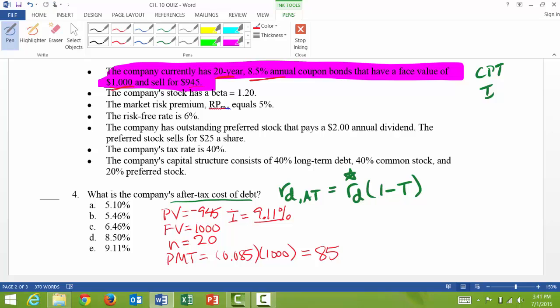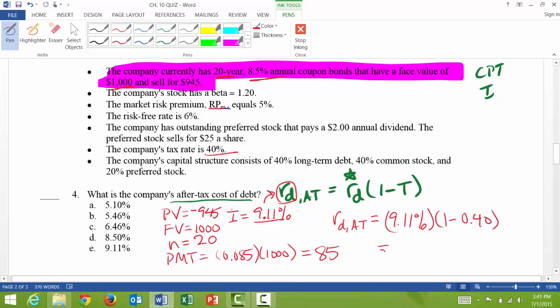But that's not the final answer, okay? That's just the cost of debt, RD, just that part. But we want RD after tax, the rate of debt after tax. So that's going to be equal to the 9.11% that we got times 1 minus the tax rate. And the tax rate up here they said was 40%, so 0.4. And so the final answer is 5.46%. You can see that the 9.1 answer was there, but that wasn't the correct answer, because it asks for the after-tax cost of debt.